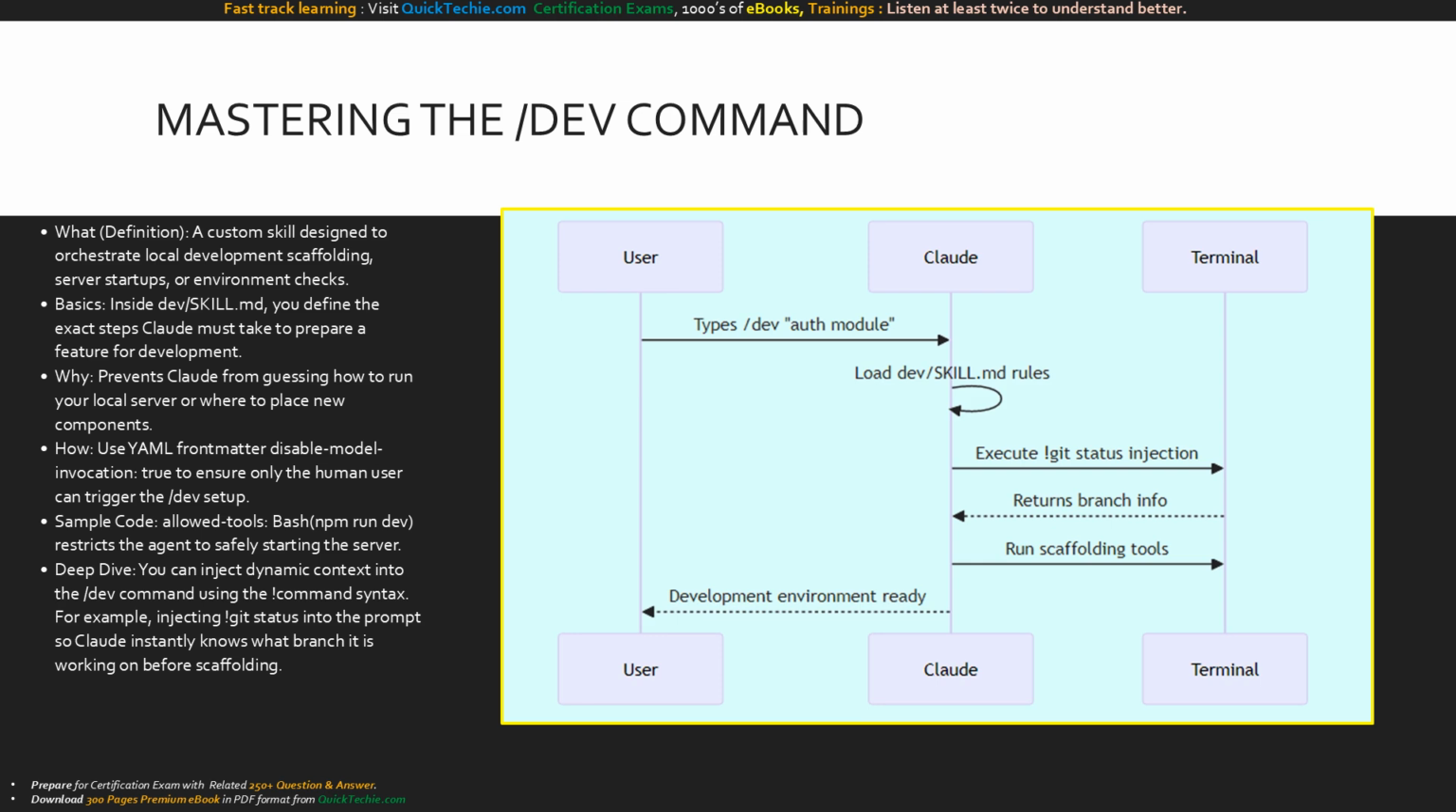For a deep dive, you can use shell injection in your skill. By adding git status directly in your skill.md, Claude executes the bash command silently and injects the current branch data into the prompt before it even starts helping you.